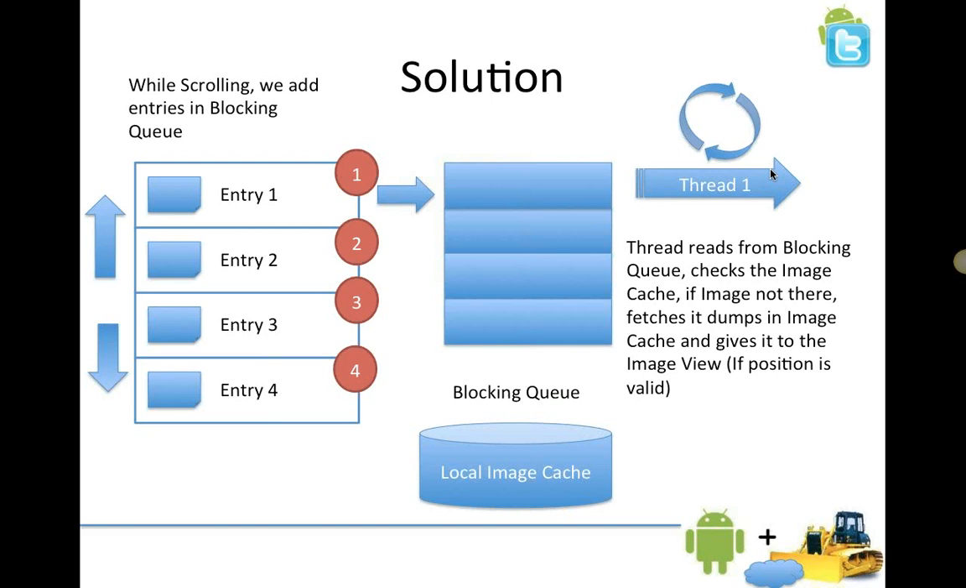So what I do is, in my getView, I start pushing some tasks into the blocking queue. The four blue boxes which you see are the queue. It's a blocking queue. The advantage of a blocking queue is when I do a while loop, I'll show it to you. I'll just go to the next screen and show things to you.